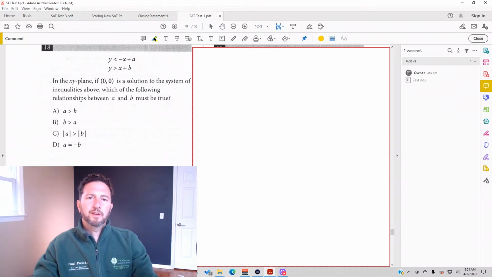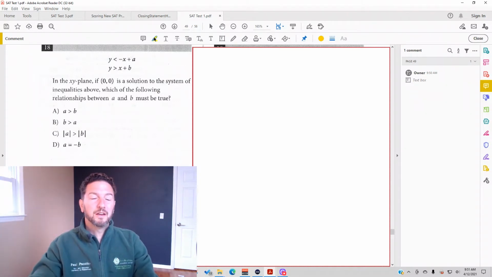Don't be afraid of inequalities. I cannot tell you how many times I've worked with students. They look at a question and are like, oh, it's not an equal sign, it's greater than or less than. And they freak out, they short circuit, they don't even attempt it. Attempt it, do it, get it right.